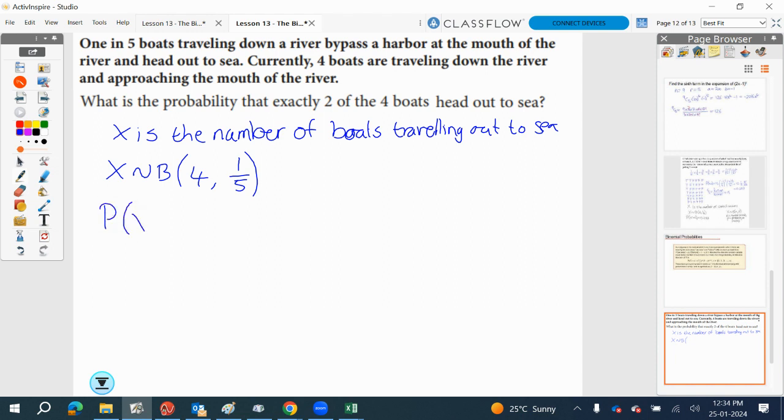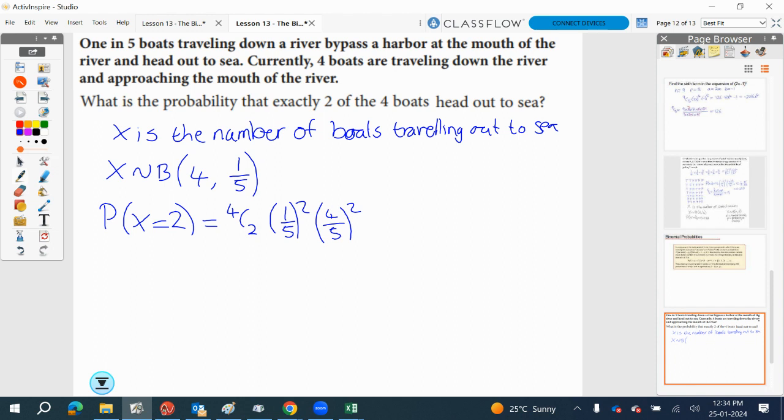We want the probability that x is equal to 2. We want the probability that 2 of the boats bypass the harbor. So we need 4C2. We need 2 out of the 4. Our probability of success is 1 out of 5, and we want this to the 2. Our probability of not success is 4 out of 5, and this also has to be squared. And this is our answer.